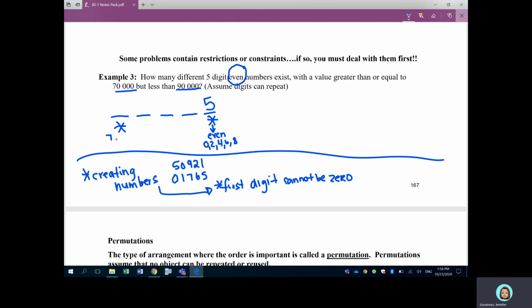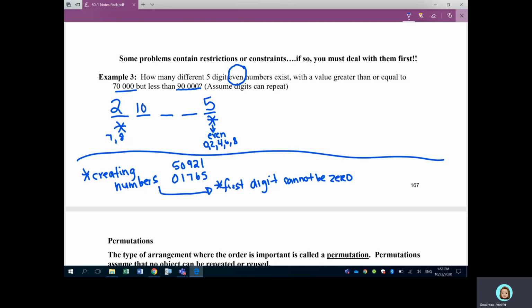We could also start our number with an 8, but we cannot start our number with a 9 since it has to be less than 90,000. So that means our restriction on the first blank is that we can only have 2 digits to choose from there. Now that we've taken care of our restrictions, we can look at those blanks that do not have a restriction.